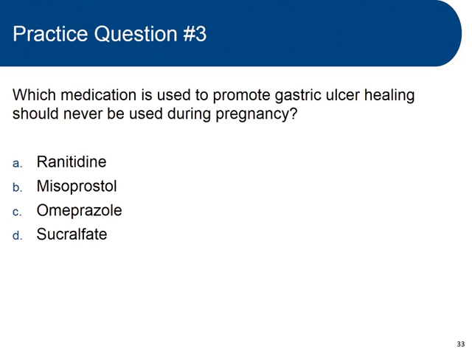All right, so that concludes our lecture on peptic ulcer disease. So this is part 1 of our medications for the gastrointestinal tract. Please proceed to part 2, and we'll talk about medications for constipation, diarrhea, and nausea and vomiting.